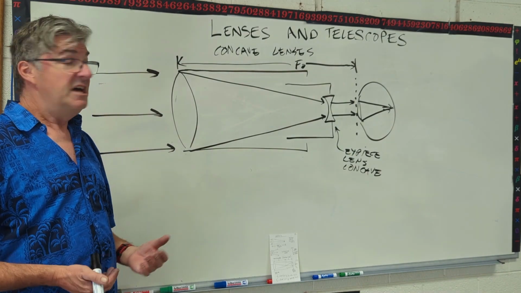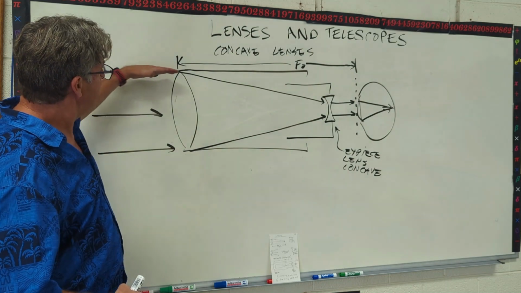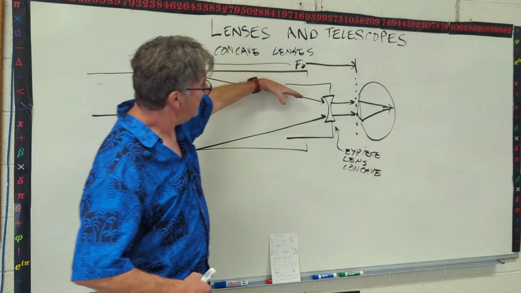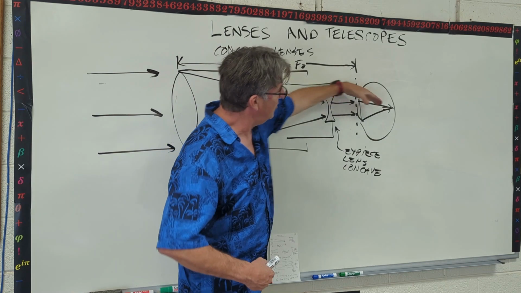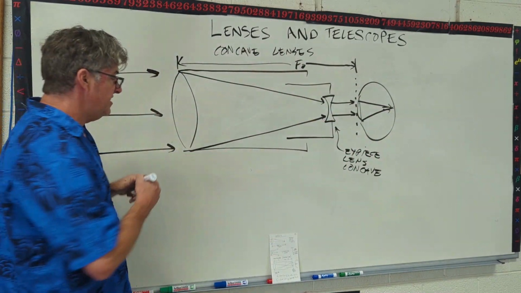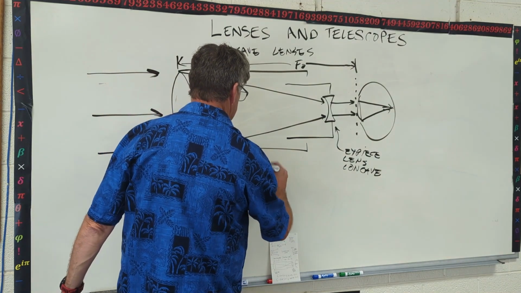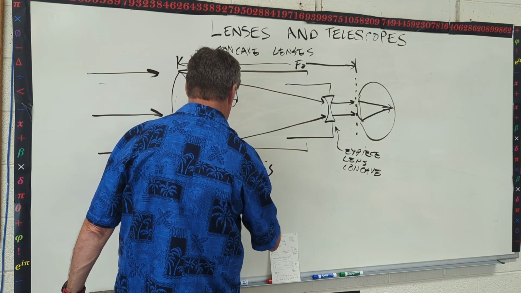Okay, if you said the image is not upside down, you're right, because here's the beam from the top of our image. It's going down, and now it's being made parallel again and going down. It never switches like it did in the refracting telescope. So the image is right side up.